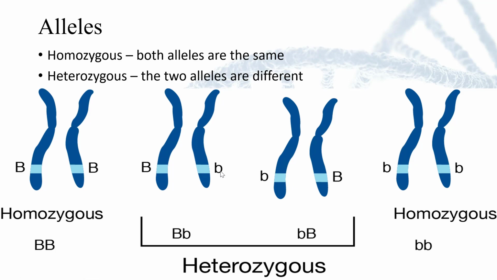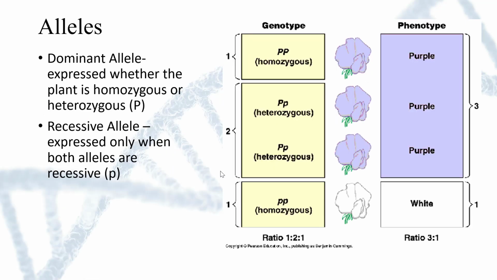Now, how does this affect the phenotype, right? The genotype, again, is the genetic makeup, so it would be the genes. In this case, it would be the combination of alleles. How does that combination affect the phenotype, the ultimate trait that is going to be expressed? Well, typically, and it's not always the case, there are dominant alleles and there are recessive alleles.